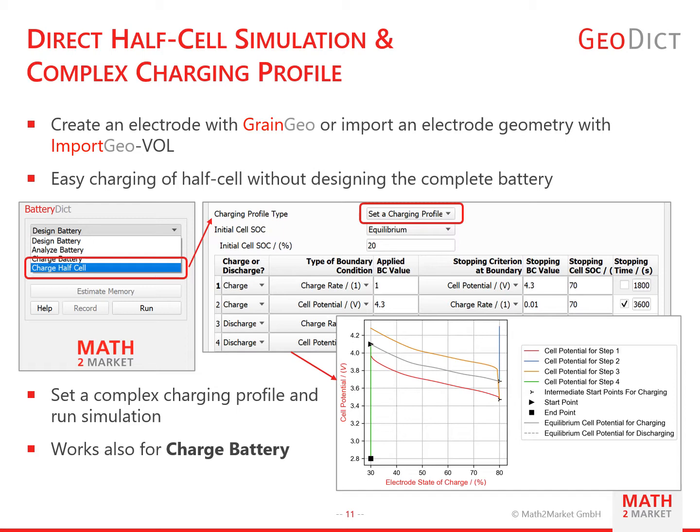It is also possible to set complex charging profiles. In this way, one can charge and discharge the battery in multiple steps. In the charging plot, this is shown for a half-cell simulation. However, this works also for complete batteries.